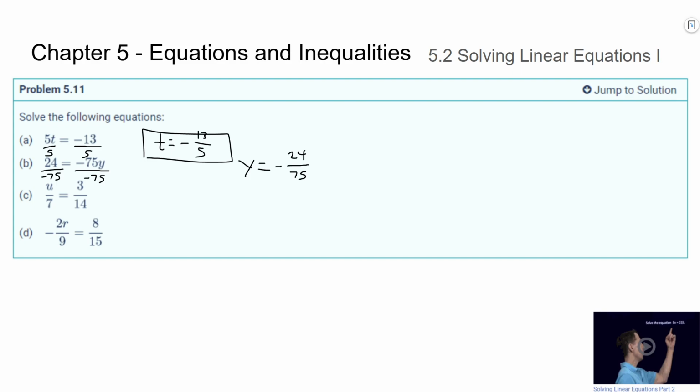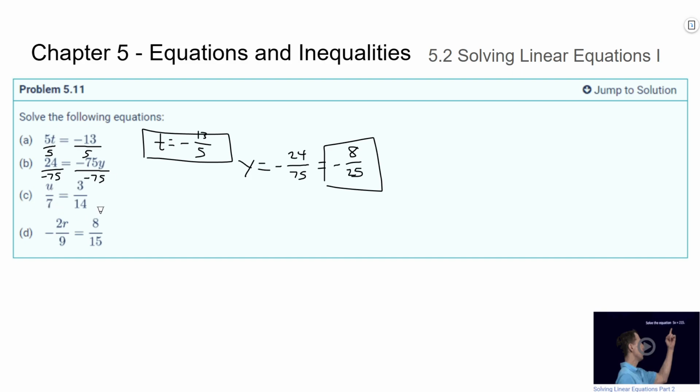Oh, we can simplify it. Okay. Right, because they're both divisible by 3. So 24 divided by 3 would be 8. Remember, this is going to be negative. And 75 divided by 3 would be 25. So 8 over 25 would be simplified. So y equals negative 8 over 25. All right, this next one right here.